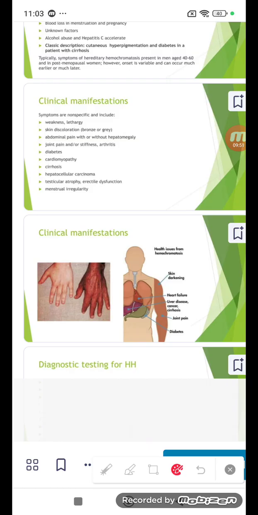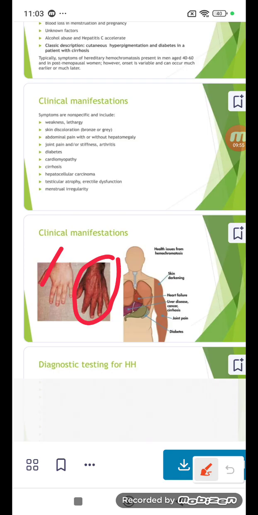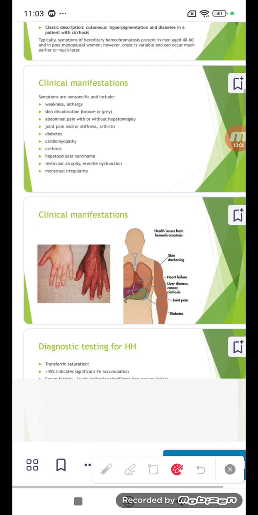So just check this. The normal hand color is this. Due to the excess iron, it turns into a reddish color. This is one of the examples for you.